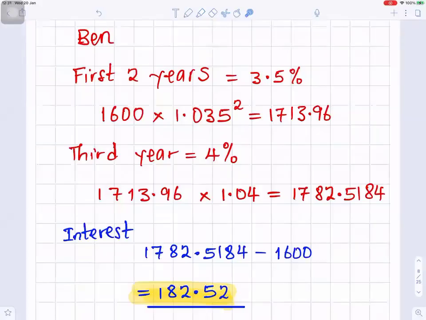Let's work the new value for Ben now. The first 2 years is 3.5%. So it's 1,600 times 1.035 squared, because it's for the first 2 years. That gives us 1,713.96.